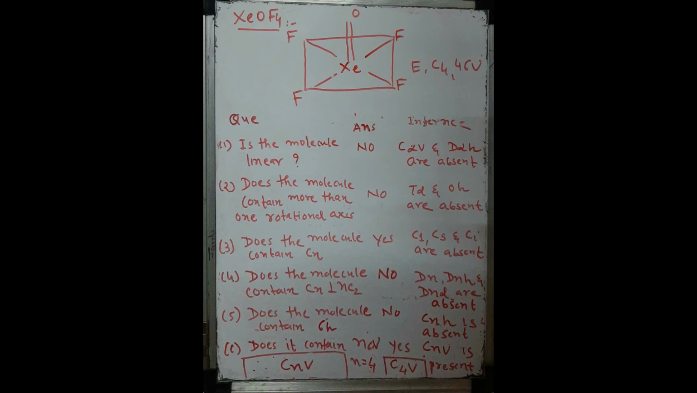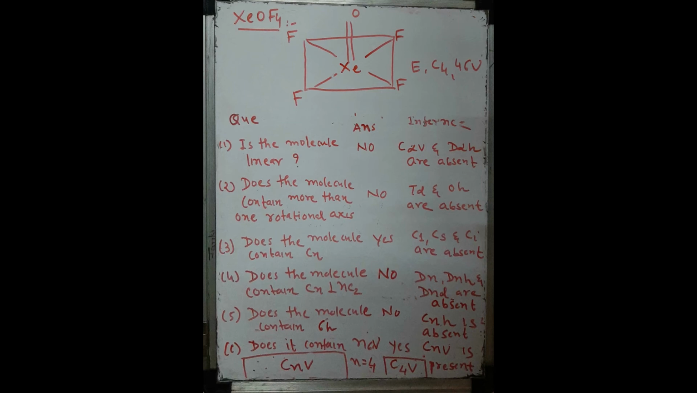Now let us find out the point group of xenon oxyfluoride. Xenon oxyfluoride contains E, C4 and 4 vertical planes. Now we have to make 3 columns: question, answer and inference. First question we are going to ask, is the molecule linear? Answer is no, that means C infinity V and D infinity H are absent.